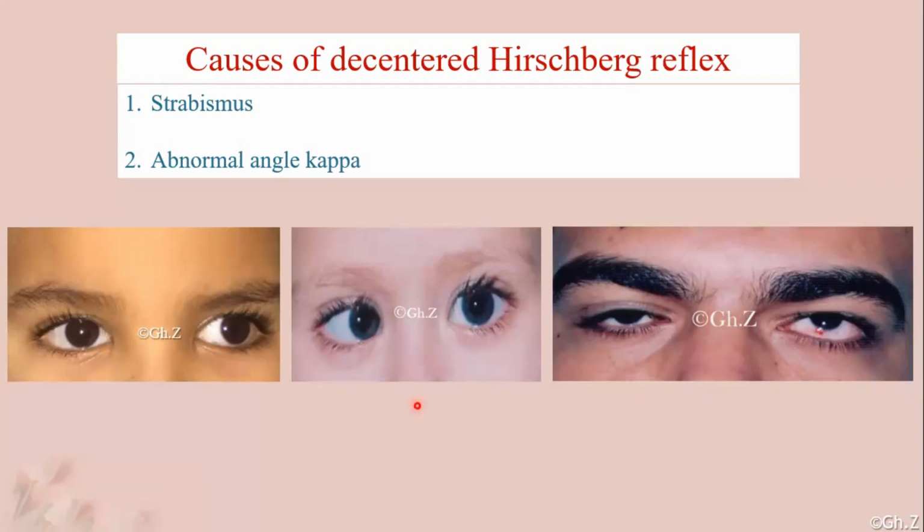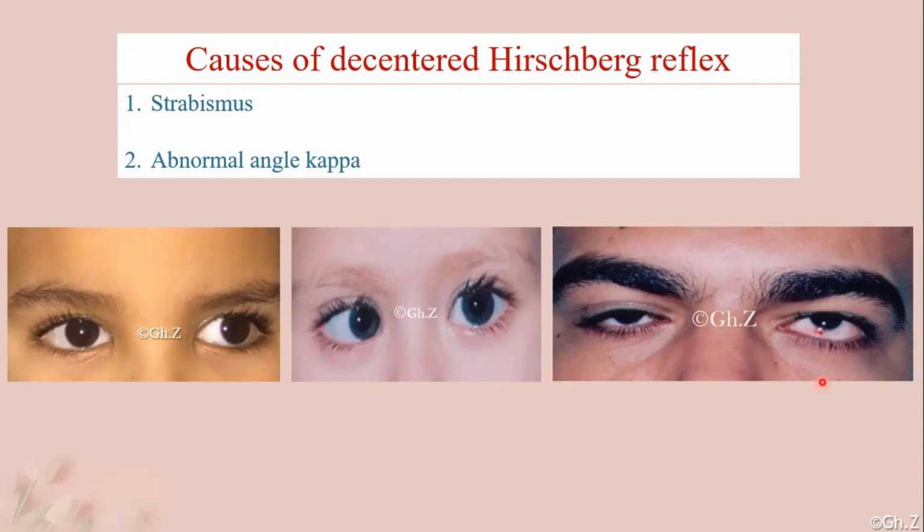cover test. Here in the photo in the middle, it's very evident this is a case of esotropia of the right eye. Don't say this is like negative angle kappa. No, because here the decentration is very marked, and you can't see the nasal scleral triangle. This is definitely right esotropia, and you need to confirm by cover test.